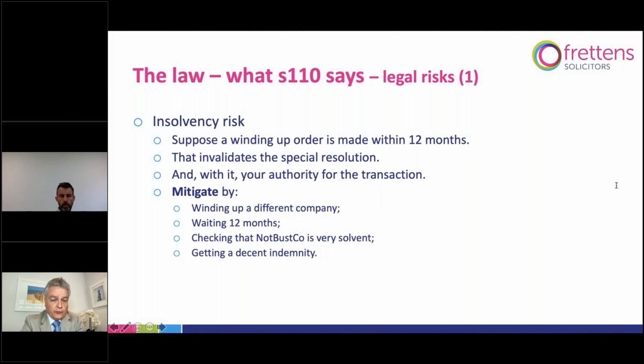Third one, which of course is always prudent in an MVL, is to make sure that the company involved is actually very solvent. And I think that's probably more important for a Section 110 reconstruction even than it is for the normal MVL. And the fourth one is to get a decent indemnity. I'm going to say a bit more about indemnities later on, because there is a bit of a nasty tax trap in the indemnities, in that you can actually trigger a stamp duty charge if the indemnity is not carefully drawn.